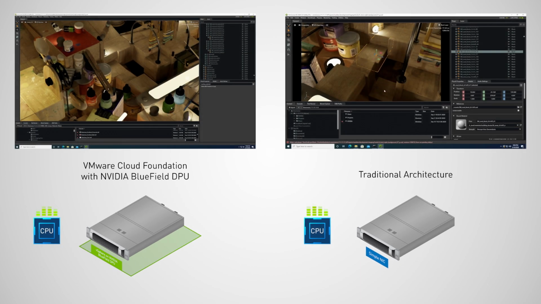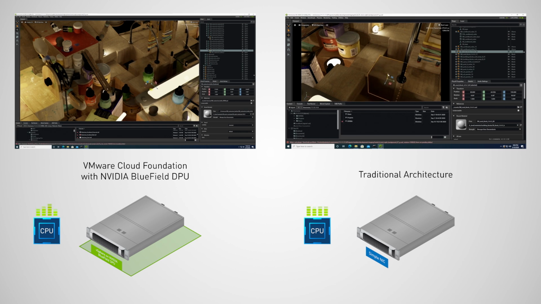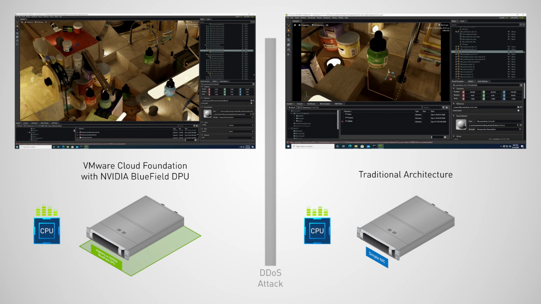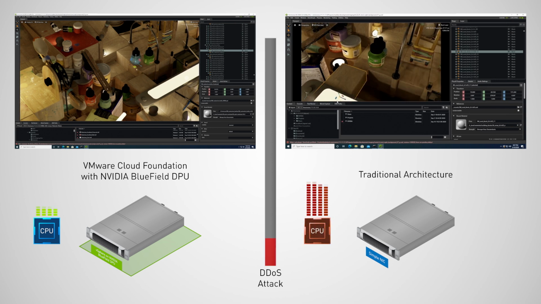Here, two developers on distributed teams are working in real time on a high-throughput streaming application that uses NVIDIA Omniverse. Omniverse is used by enterprise teams that require real-time collaborative rendering and visualization, such as for manufacturing and product design. Performance and collaboration must be optimal and in sync to be successful. Watch what happens as a distributed denial of service, or DDoS, attack occurs.